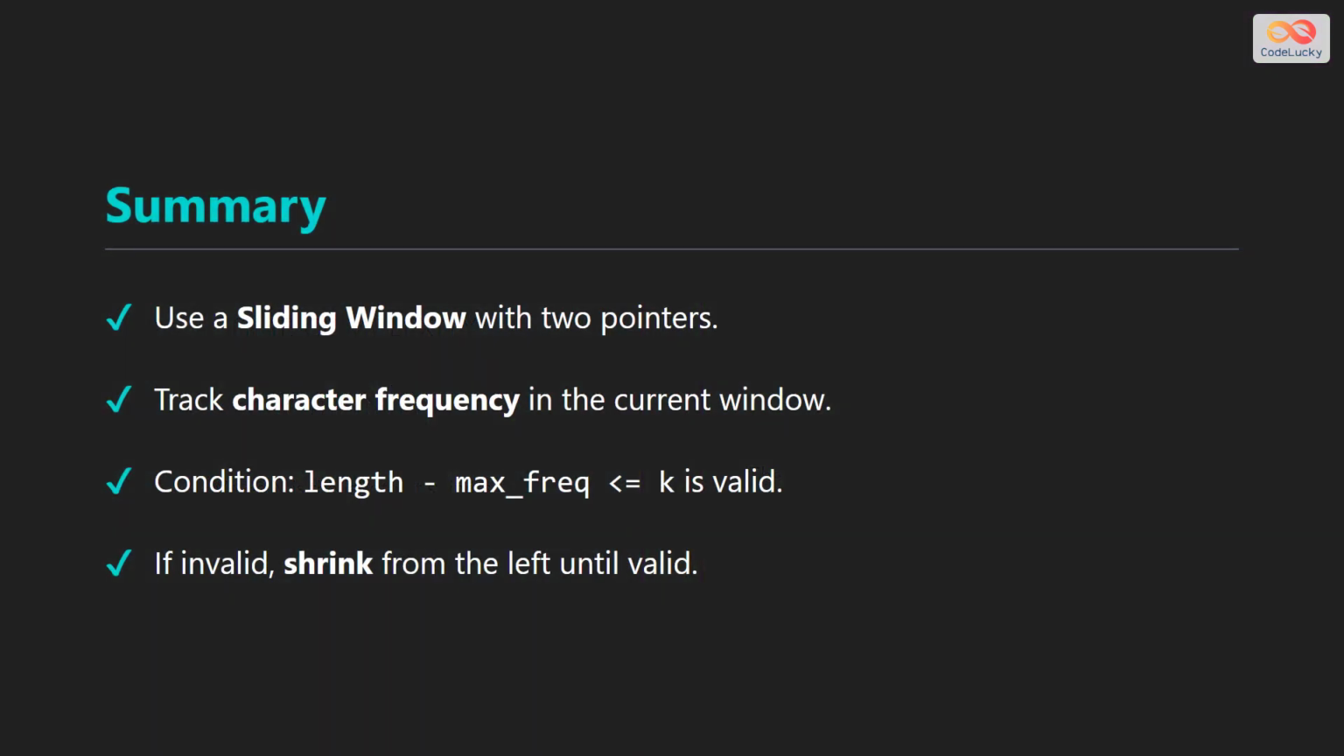To summarize, use a sliding window with 2 pointers. Maintain a count of characters within that window. Remember the golden rule: if the window length minus the count of the most frequent character is less than or equal to k, the window is valid. If not, shrink from the left. This guarantees an optimal O of n solution.